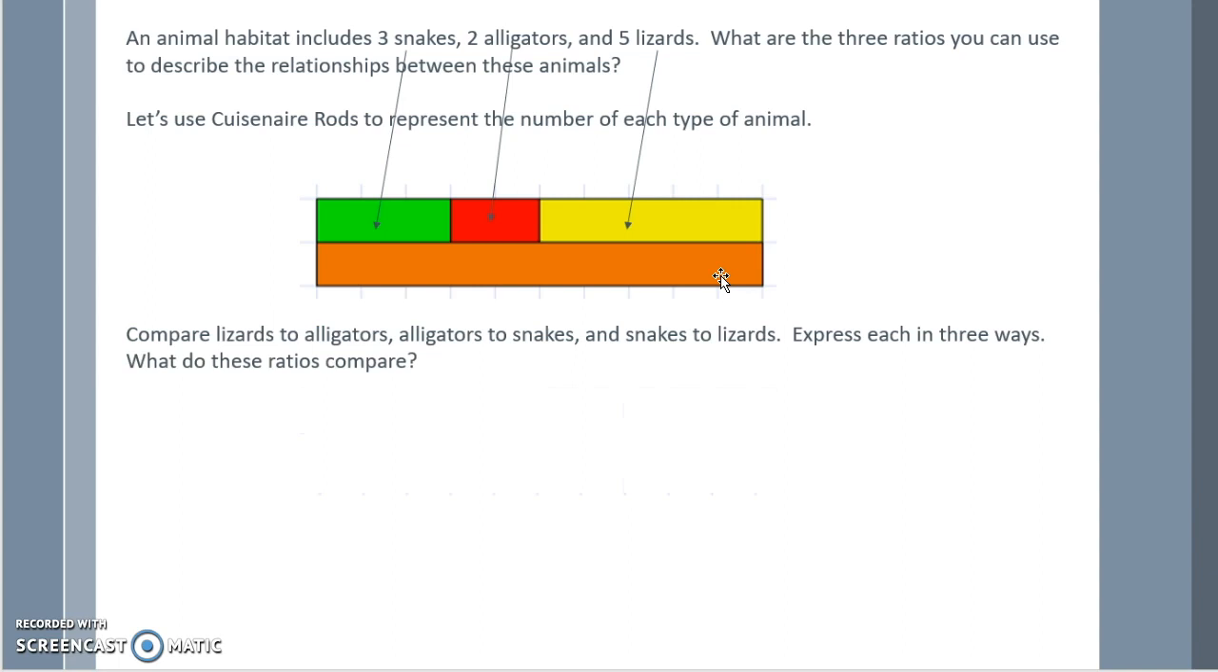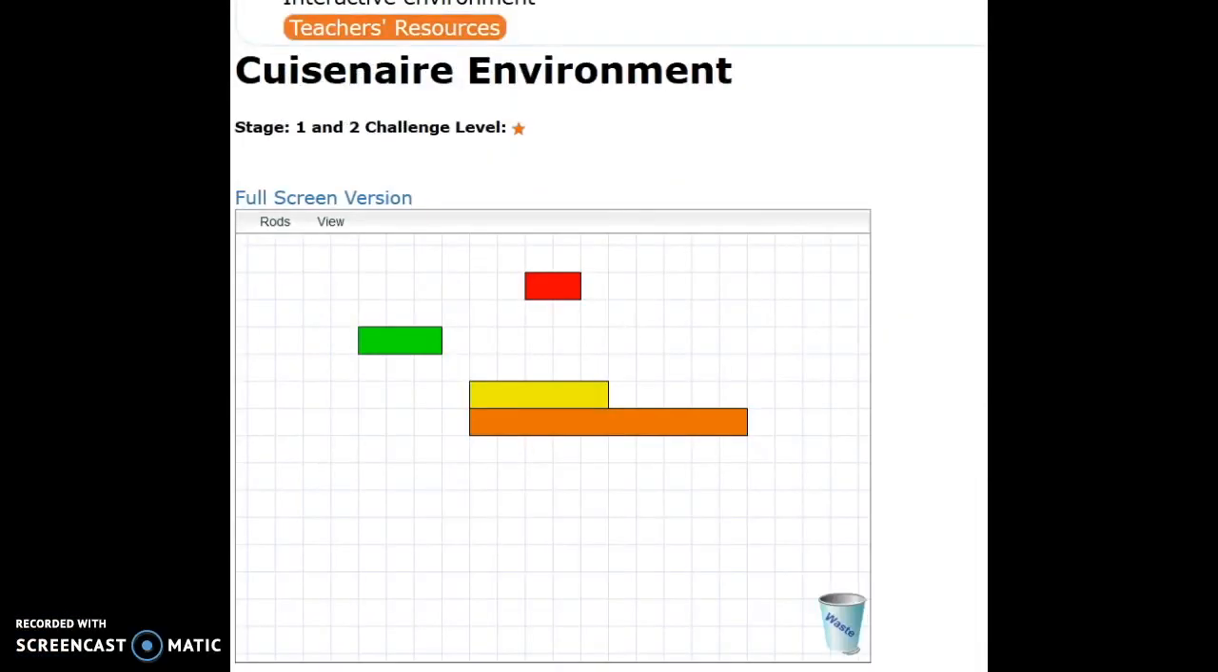Compare lizards to alligators, alligators to snakes, and snakes to lizards. Express each in 3 ways. What do these ratios compare? Okay, using the interactive Cuisenaire rods, again, this link is in the manipulative folder at the top of our page.